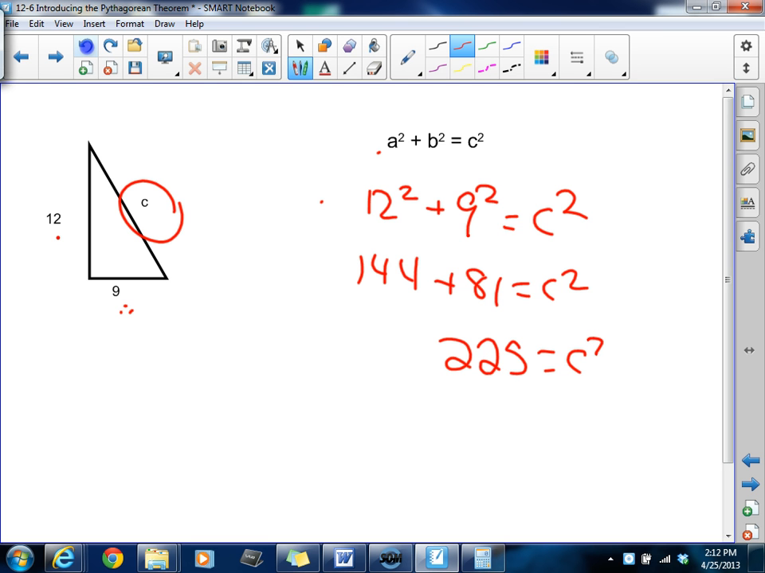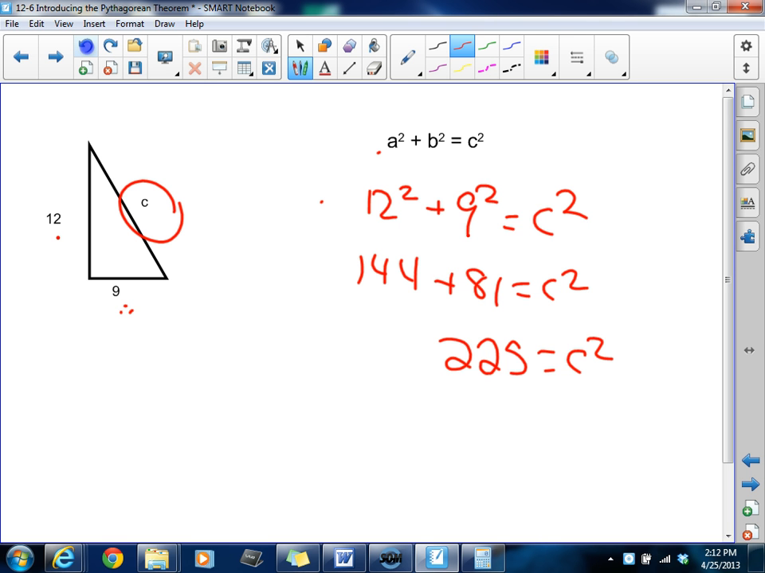225 equals c squared. Now, that right now doesn't help me out a lot because I want to know exactly what c is. I don't want to know what c squared is. That's what I figured out. I figured out c squared is going to be 225. That's not what I care about though. I care about what c is.